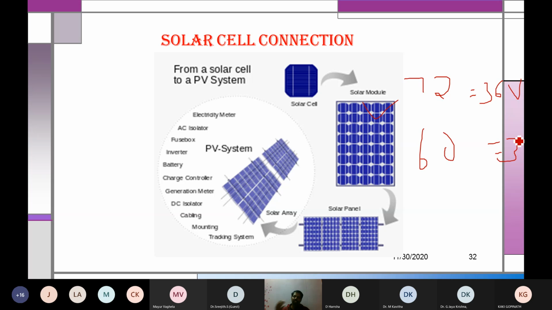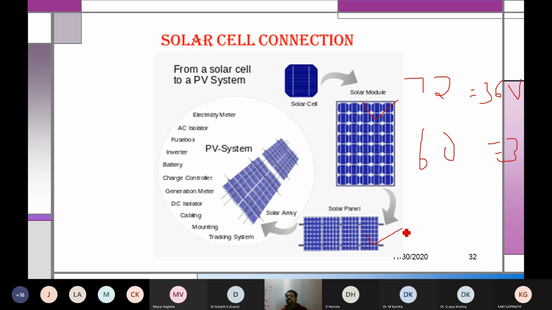Okay, it depends upon the output voltage needed. If you want more voltage, connect more of them in series. Less voltage means connect fewer solar cells in series. Still, this 36 volt and 30 volt are not enough for some other high power applications. Okay, clear? There I need 200 volt DC. I need 300 volt DC. Means again these solar modules are connected in series. Okay, so that is called a solar panel.